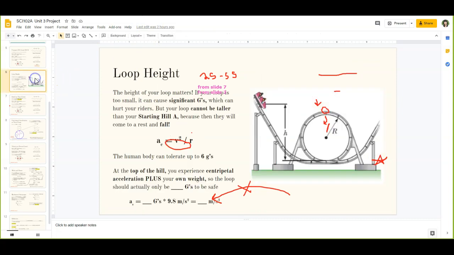So remember, going back to slide number 6, we calculated that the max centripetal acceleration we can have at the top of the loop was 5 Gs, right? We can tolerate up to 6 Gs, but at the top, there's also the G from your own weight that you need to account for.